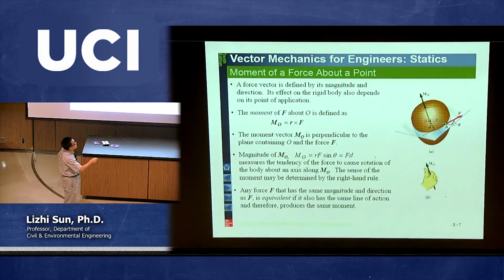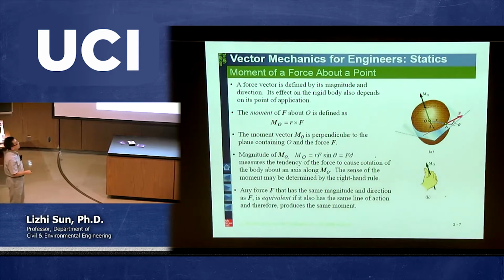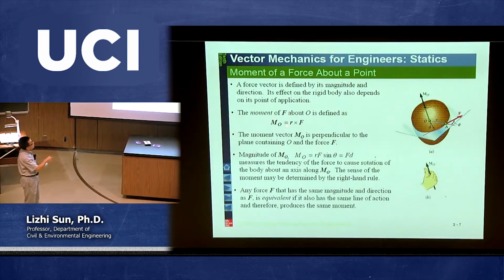And O is the point you want to calculate the moment on, and then the point A is the point the force is applied on. Okay, so from O to A, and that's called the distance vector. From the point you're interested in calculating the moment on to the point the force is applied. Okay, so that is R.